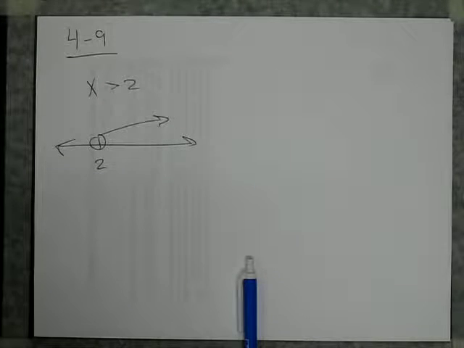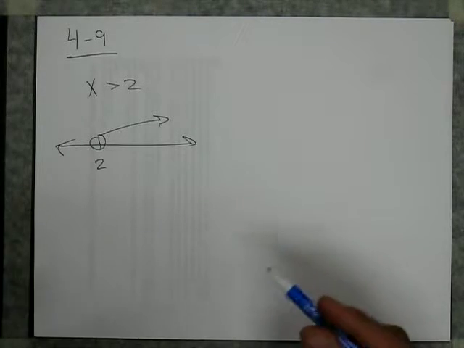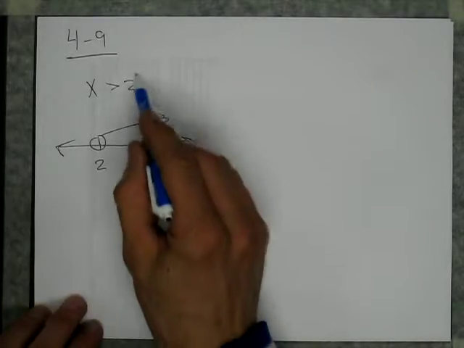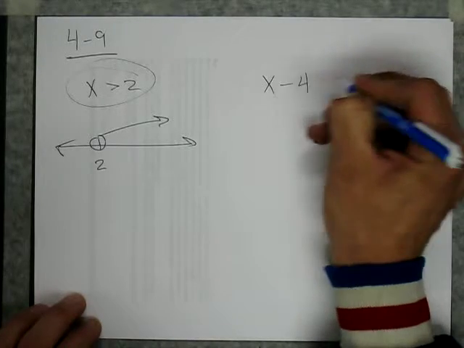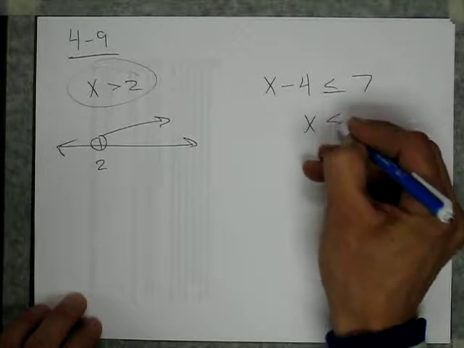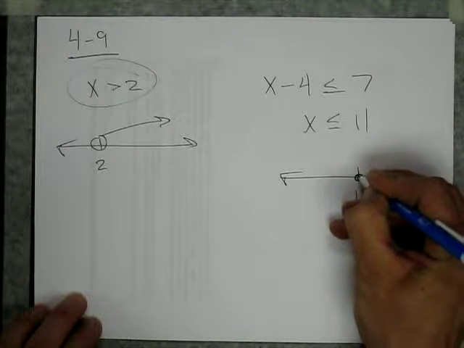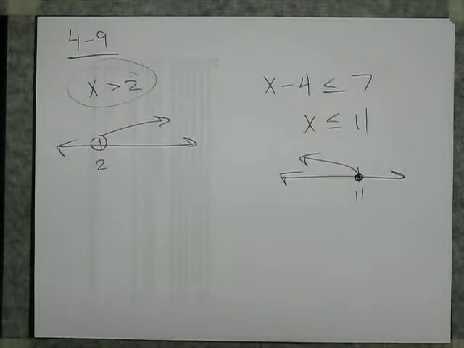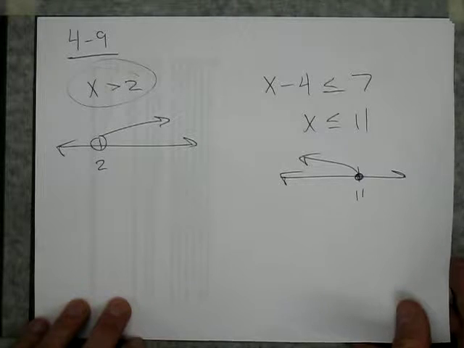So that would be if you wanted to graph just x is greater than 2. That's not really a polynomial, it's just a straightforward inequality. Another one we would have had would maybe be x minus 4 is less than or equal to 7. You would add the 4 over, x is less than or equal to 11, and therefore you would say 11, closed circle, and back to the left. Okay, now, that being said, we are going to be working with inequalities a little bit different here.